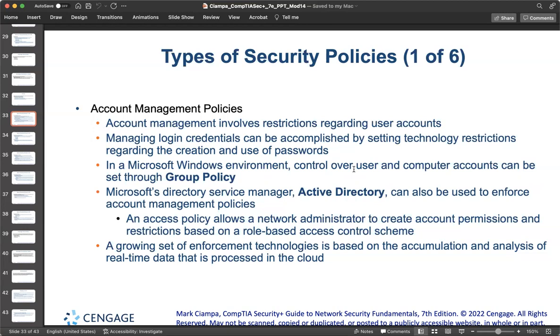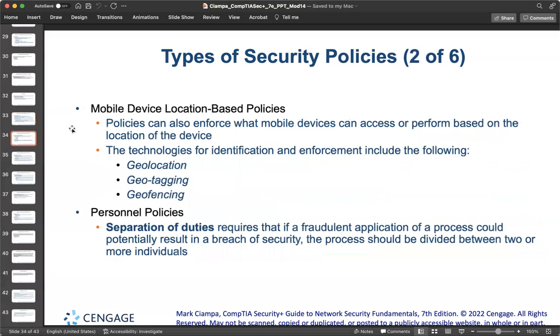A growing set of enforcement technologies is based on the accumulation and analysis of real-time data that is processed in the cloud. So they're looking into what are the trends, and based on those trends, the new policies, the new GPOs are being applied, which then can be used by enterprises through enforcing account management policies.